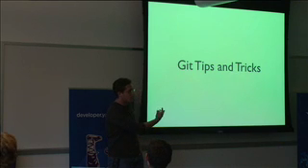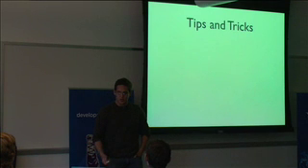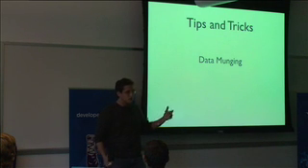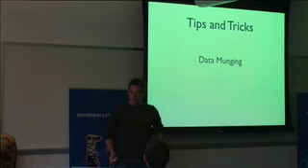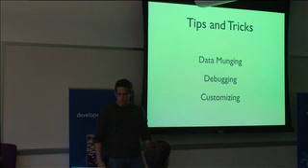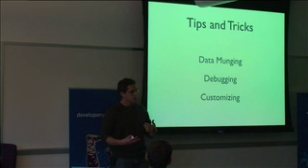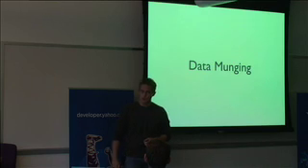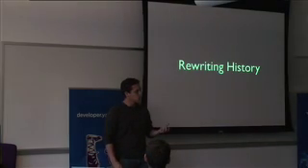So, Git tips and tricks, some stuff that you can do. I'm going to go over a couple things. One is data munging, so some data manipulation stuff that you can do, some debugging tools that you have in Git, and some ways that you can customize Git to be hopefully more useful to you. So, data munging. One thing is rewriting history.